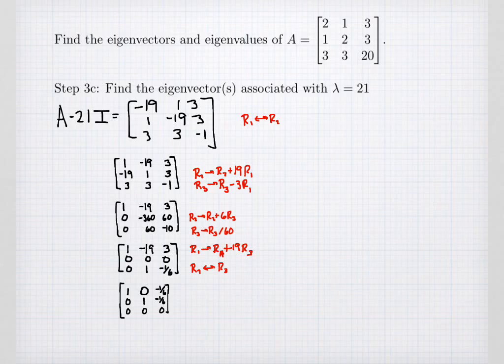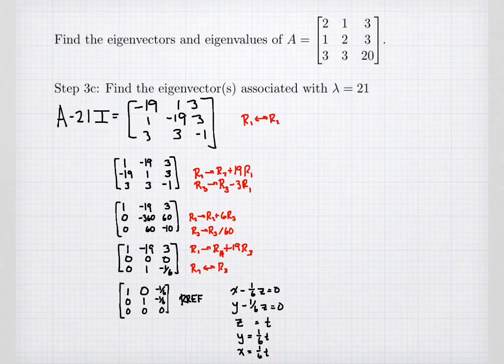Now I can interpret this reduced row echelon form. It tells me that x minus 1/6 z equals 0, and y minus 1/6 z equals 0, and z is free. So let's give it a parameter, call it t, and I can now solve for y. y is equal to 1/6 t, and so is x.